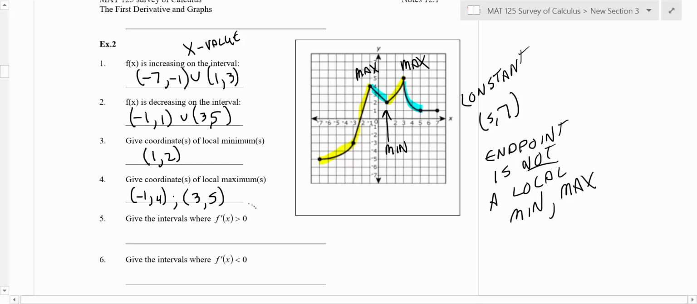Increasing. Exactly. This is the same thing as increasing. This is saying, where is the tangent line positive? Well, that means where it's increasing. So you could just rewrite the same answer as we got on number 1. Okay, I want you to know that.